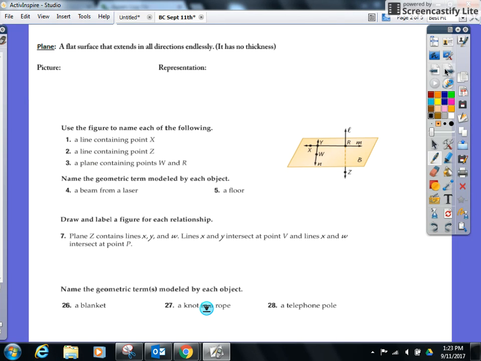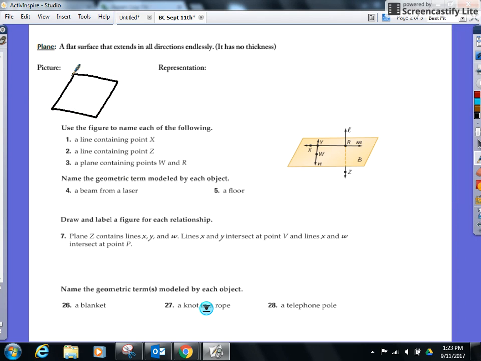Your sheet of paper that's in front of you right now is a plane. Your desk is a plane. This floor is a plane. The ceiling is a plane. When somebody asks me to draw a plane, there's my plane right there. That's what I think about when people say, can you draw me a plane? Because I can't draw something that extends in all directions endlessly and doesn't have any thickness.